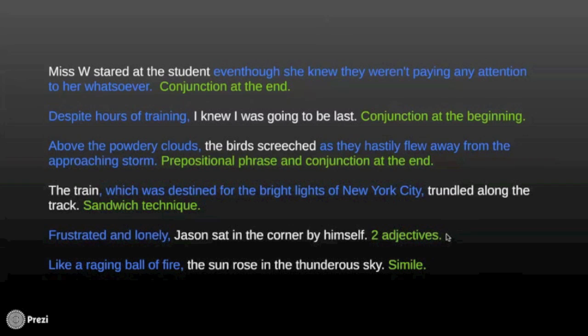This one here, I've said frustrated and lonely, Jason sat in the corner by himself. So I've used two adjectives to describe Jason, and I've put my subordinate clause at the beginning, and therefore it requires a comma after it. And finally, I've said, like a raging ball of fire, the sun rose in the thunderous sky. So I've used a simile at the beginning as a subordinate clause to describe the sun itself.